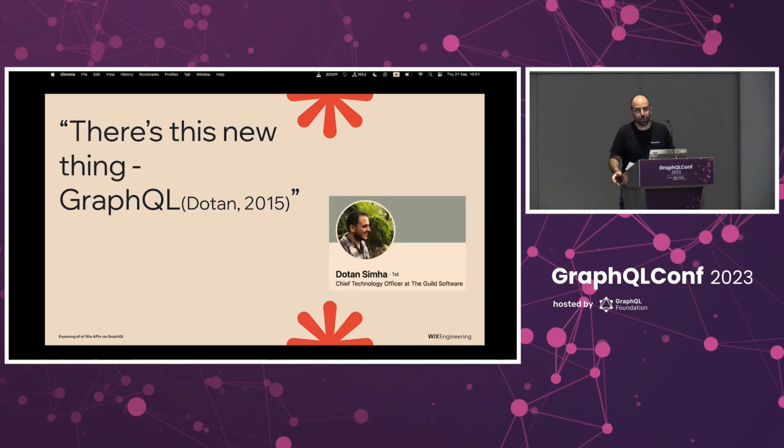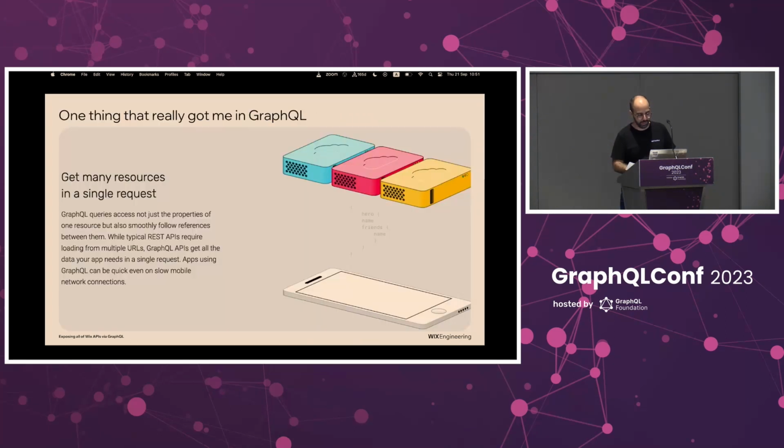And my GraphQL story starts with a friend, Dotan, which I guess many of you know. Dotan introduced me to GraphQL in 2015, where he just approached me and said, there is this new thing called GraphQL. Okay, that's how the story starts. And one thing that really got me into GraphQL is the fact that you can actually solve relations pretty easily, meaning that you can dispatch a single request, aggregate data from multiple data sources, and then return them back as a single response. So that was one thing that really got me into GraphQL.